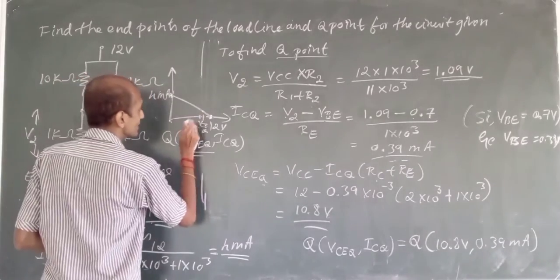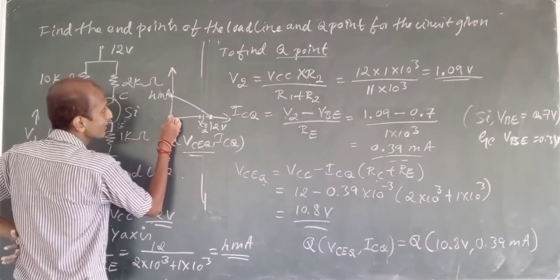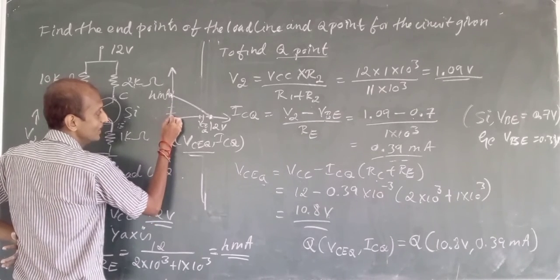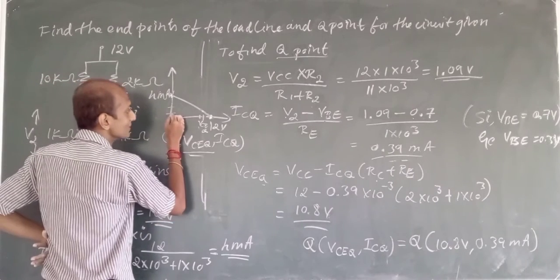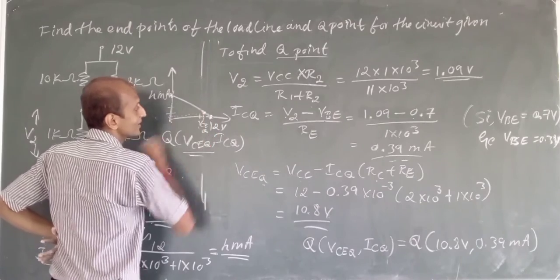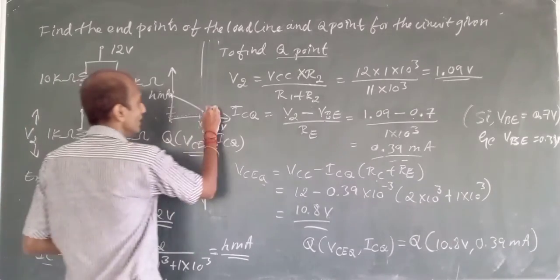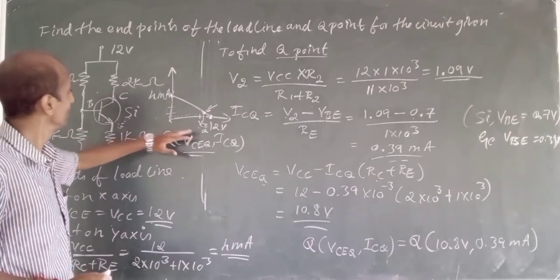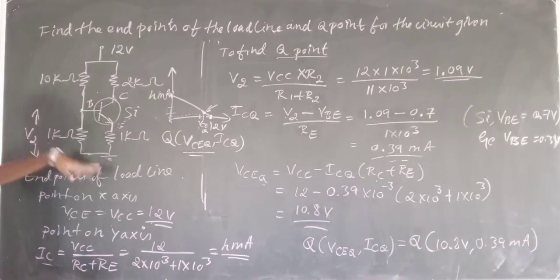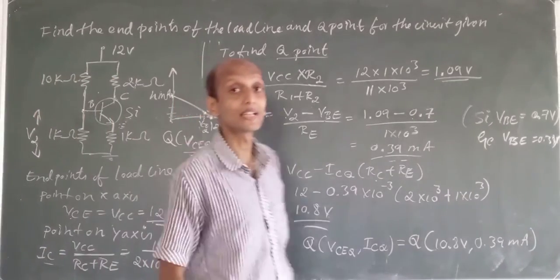Fine? Then ICQ is 0.39 milliamperes. If this is 4, this will be 2, this will be 1, so 0.39 will be coming somewhere here. If I go somewhat like this, here will be the Q point. So this will be the Q point decided by this circuit. This circuit's component values decide the endpoints and where the Q point is going to come.